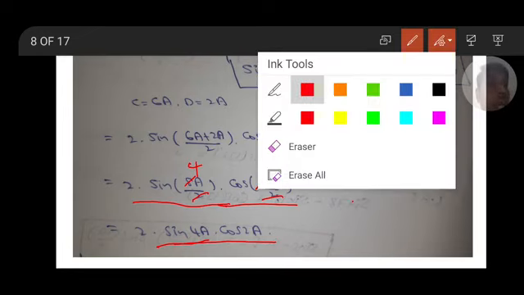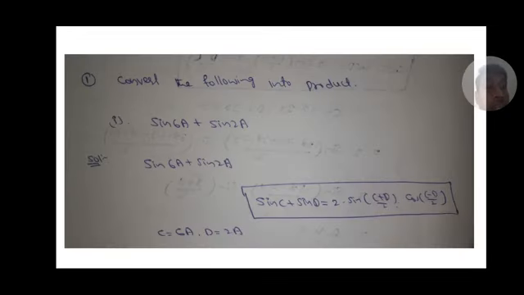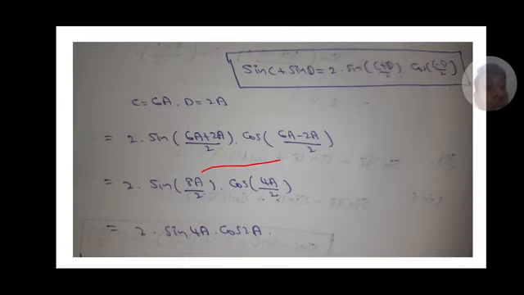Means we converted the sum sin 6a plus sin 2a as a product of two trigonometric functions, 2 sin 4a into cos 2a. This is a formula. Next problem. We will discuss next problem.